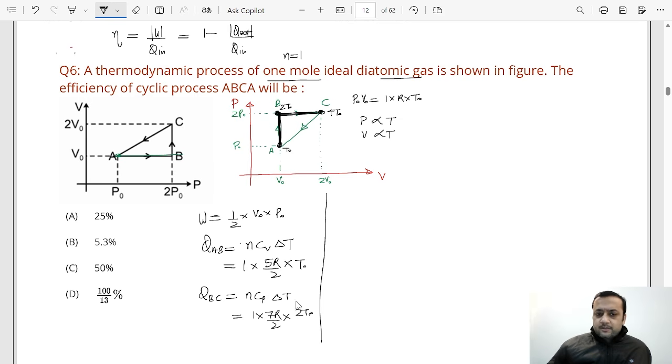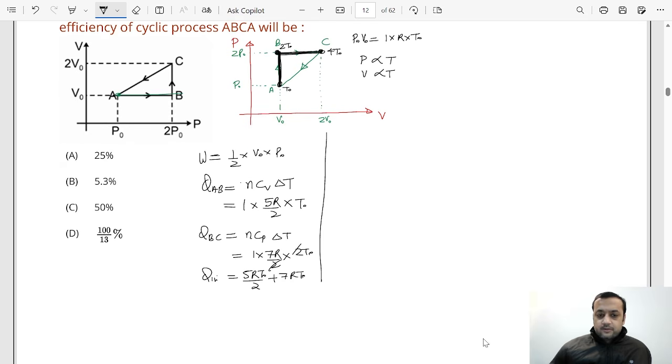So Q in will become the summation of these two values, 5RT0/2 plus 7RT0. That means this becomes 9.5 RT0. This is the value of Q in we are getting.